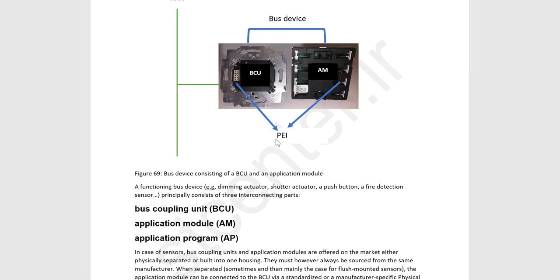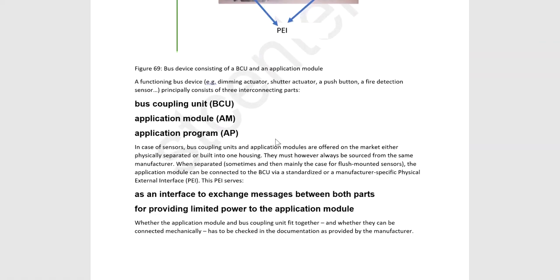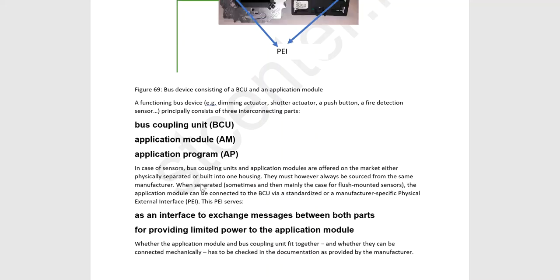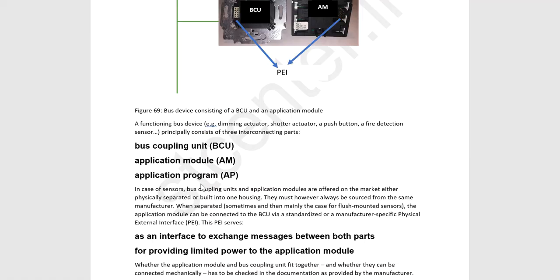But nowadays, as I said, it has vanished, and maybe there is no such disconnection in the devices anymore. But the book said why this physical external interface is used. Maybe it will be asked in the exam. This physical external interface is used to exchange messages between both parts, the application module and the bus coupling unit.